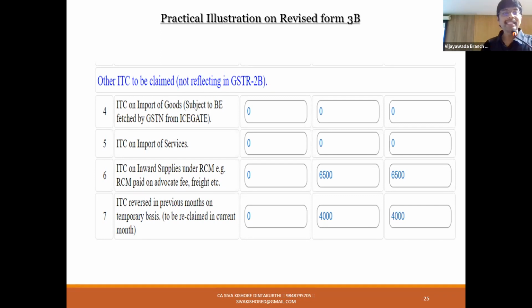Next, ITC reversed in previous months on a temporary basis. In the earlier month, let's say in the month of October, certain goods were not received, or taxes were not paid by the vendor, or payment was not made within the 180-day lapse, and hence he has already reversed it and put it in the column of 4B2 as a temporary reversal in the month of October. Now he wants to reavail it in the month of November.